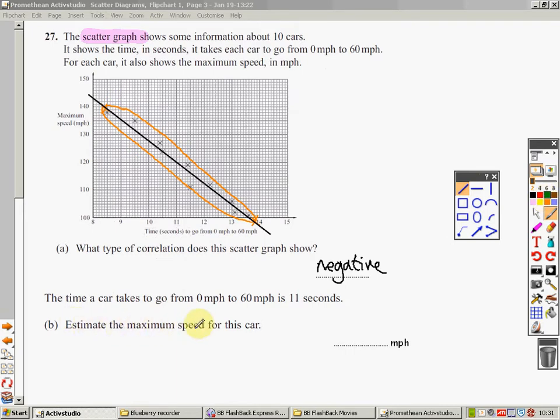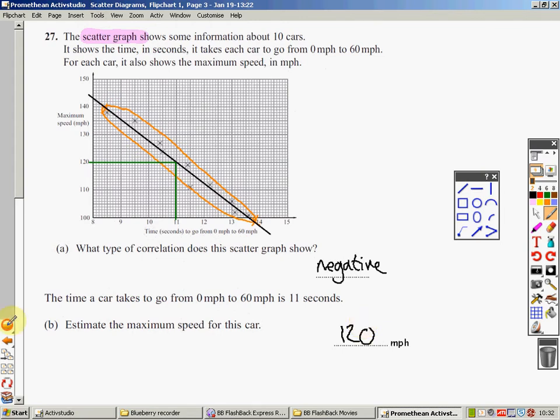Estimate the maximum speed for this car. It was 11 seconds. So I'm going to use 11 seconds here and read up to the graph from 11 seconds using my line of best fit, reading across. 120. So the estimated maximum speed for this car will be 120. Now they've been quite kind here and written the miles per hour in for you.